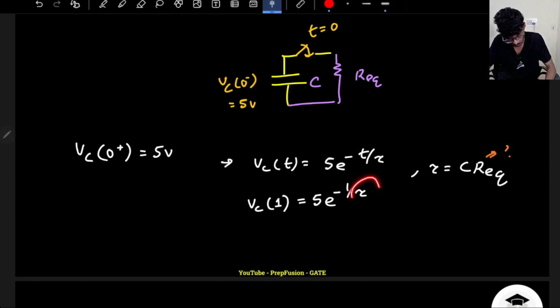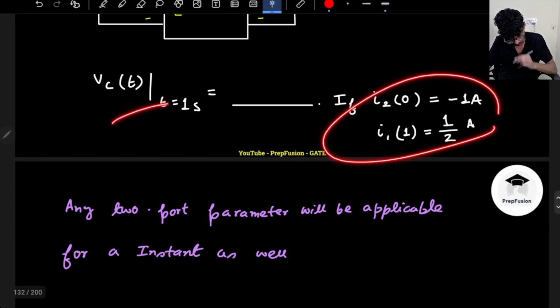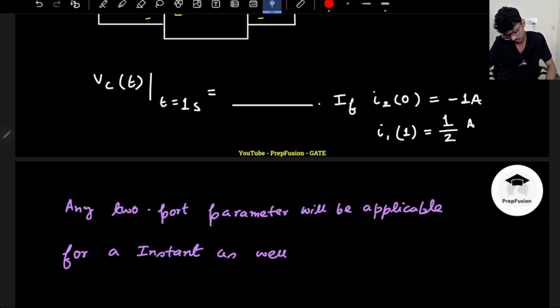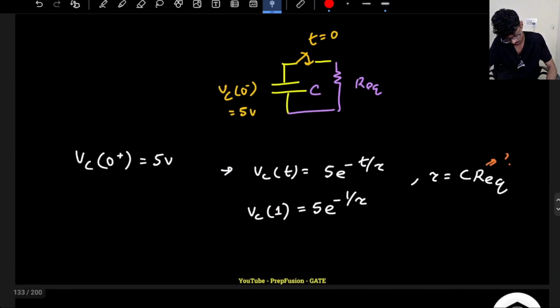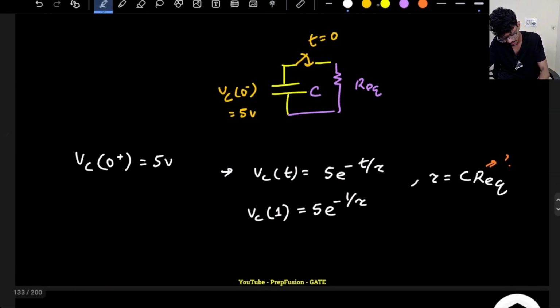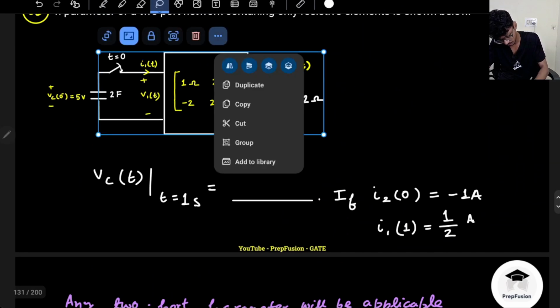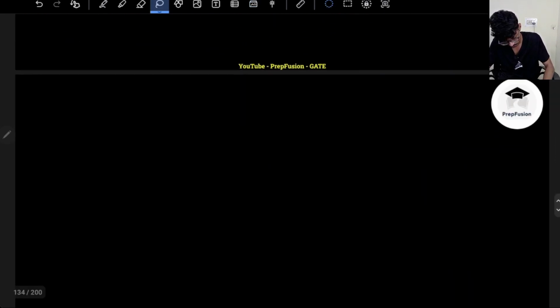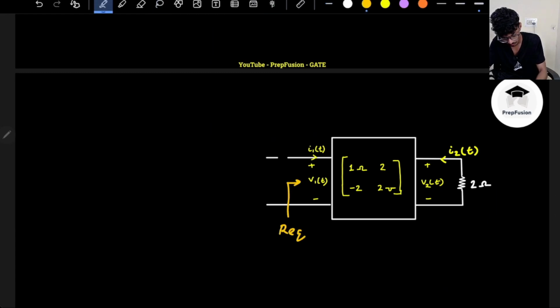I don't know what is tau. So for tau, I have to go back to this equation, or here. Okay. So what is R equivalent? Can you tell me what is R equivalent? R equivalent is actually, if I just copy this circuit, the impedance or the resistance seen from this port 1.